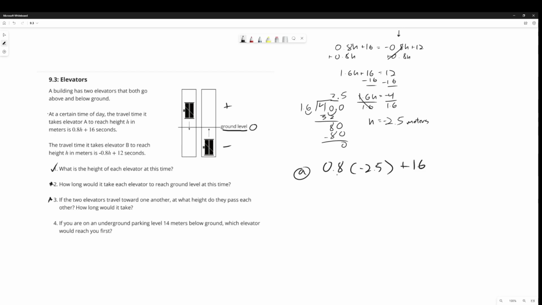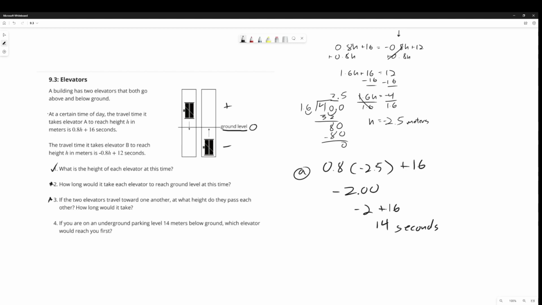So we have to multiply 8 tenths times negative 2 and 5 tenths. Now when I do this, I'm going to look at this as whole numbers. I'm going to look at this as 8 times 25. And anytime I work with 25, I just think about quarters. So I think about 8 quarters. Well, that's $2, so it's going to be 200, right? So that's 200. But my factors had 2 decimal places, so my answer needs 2 decimal places, and it's going to be a negative. So that's going to be negative 2 plus 16, which of course is 14. And since this is going to be time, this is going to be 14 seconds.